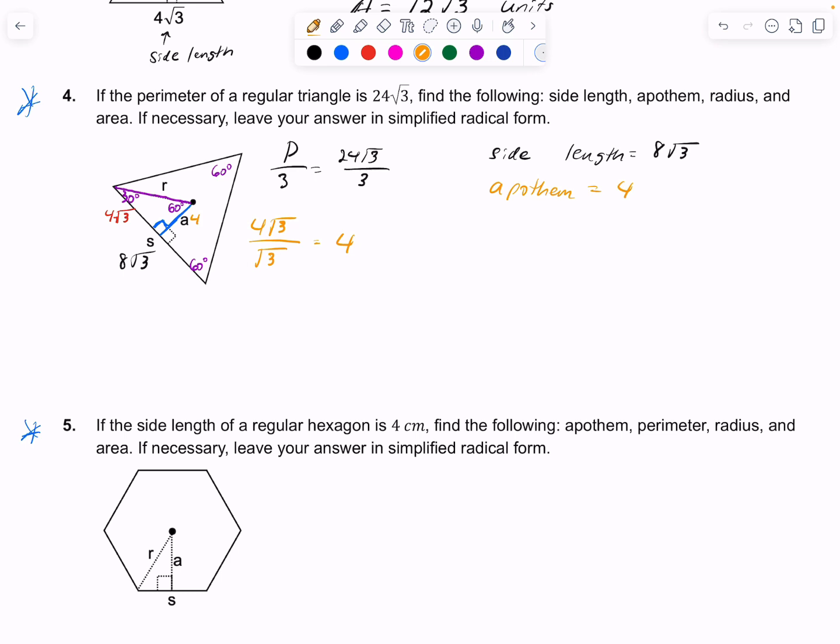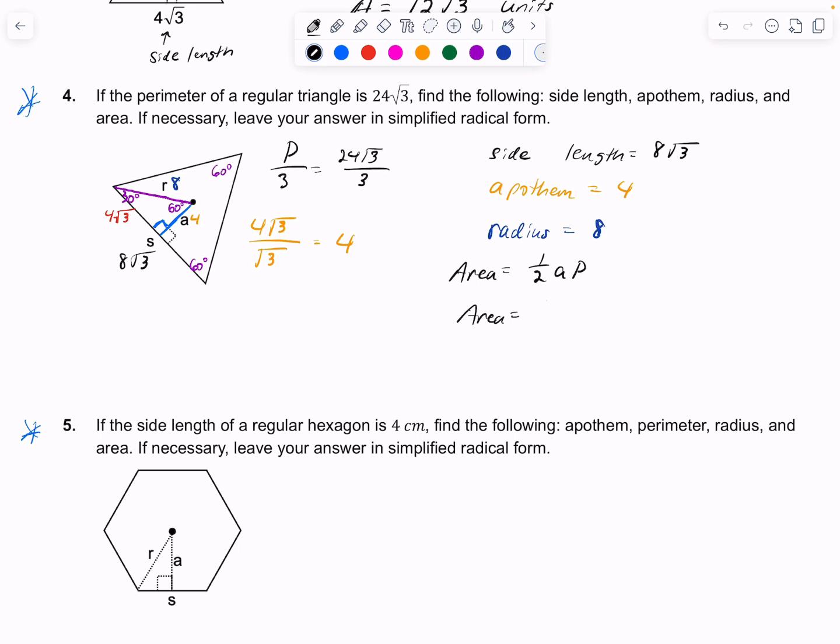Okay, now if we know the short leg is 4, we can get from the short leg to the radius, or the hypotenuse, by doubling it. So that radius is going to be equal to 8. All right, so I'm going to write down the radius is 8 units. Okay, so we found the side length, we found the apothem, we found the radius. So now we're going to find area using that new formula that we haven't used yet, 1/2 times the product of the apothem times the perimeter.